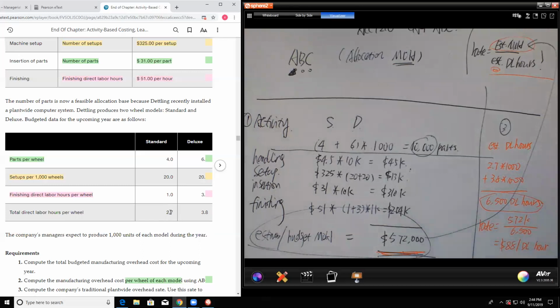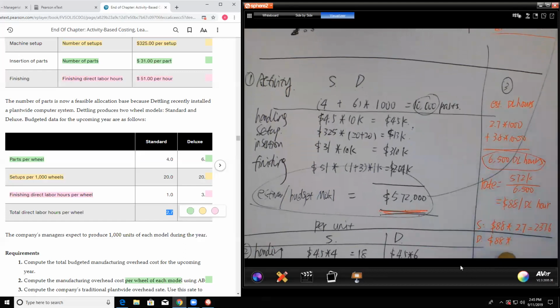And then, for our first model, the rate is $88 per direct labor hour, and we had 2.7 direct labor hours, right? So our allocation has to be $237.6 for each unit of our first model. Similarly for our second model, the rate is still $88. And then we multiply by the direct labor hours for our second model, 3.8 hours, and that gives us $334.4 as our allocated manufacturing overhead.